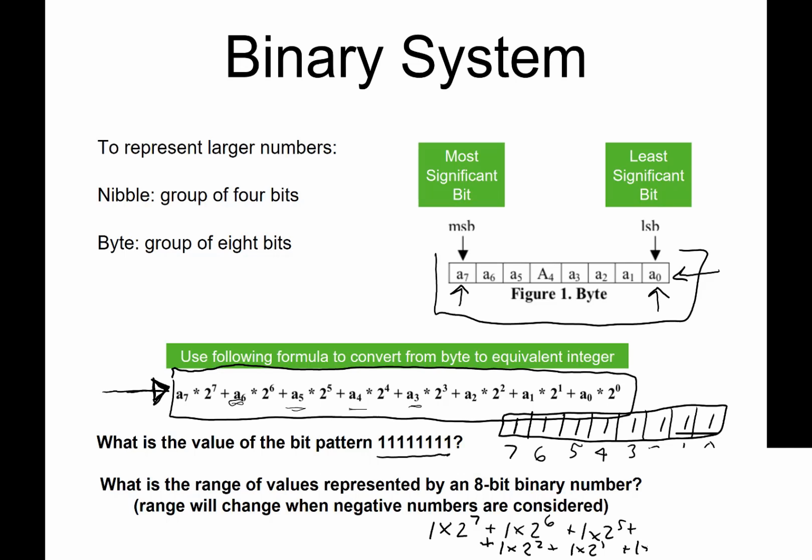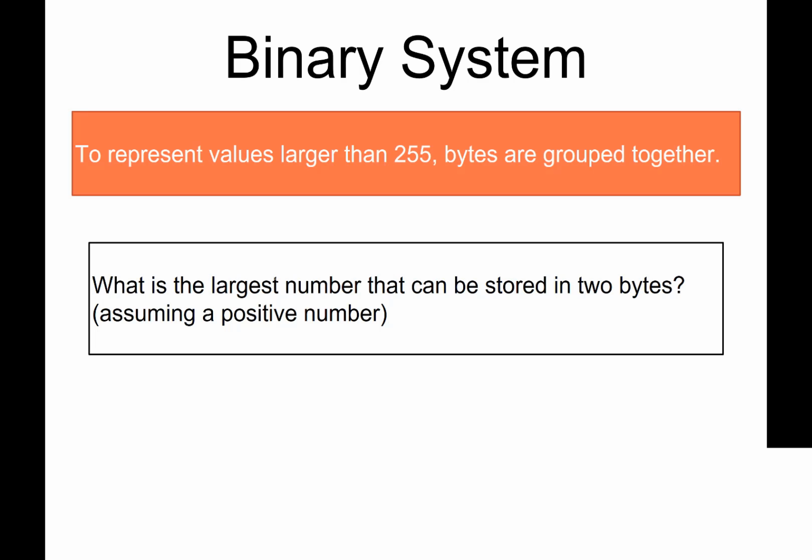The next question is, what range of values can we potentially store in this byte? 0 to 255. If we want to store values larger than 255, we can group bytes together. This is where you hear about 32-bit or 64-bit. Let's say that we have 2 bytes, assuming that it's a positive number.